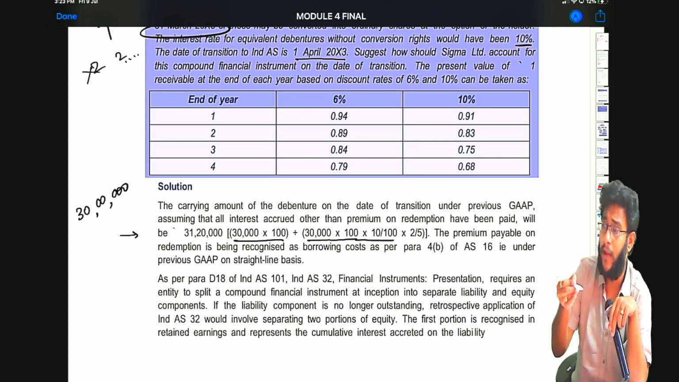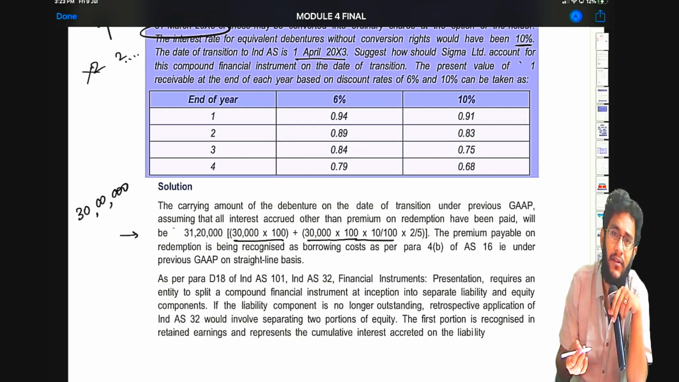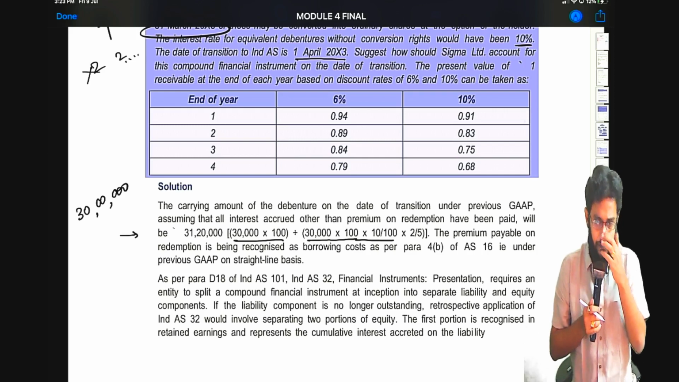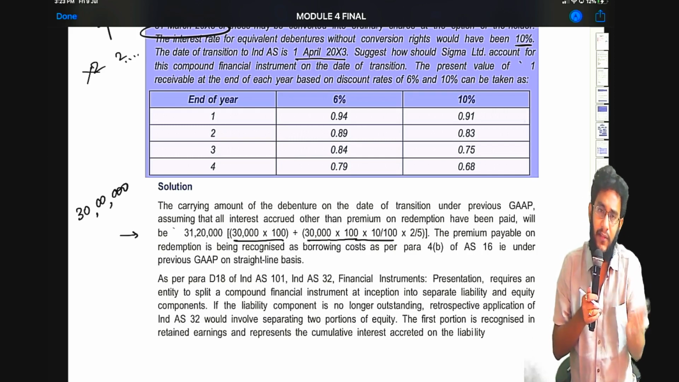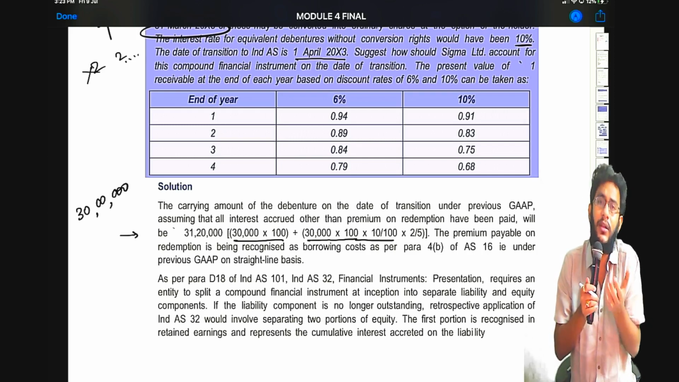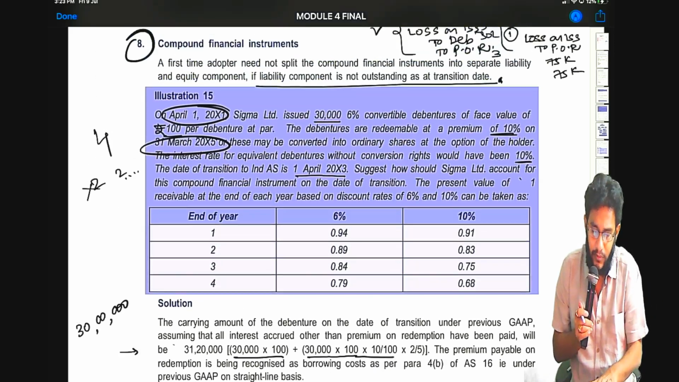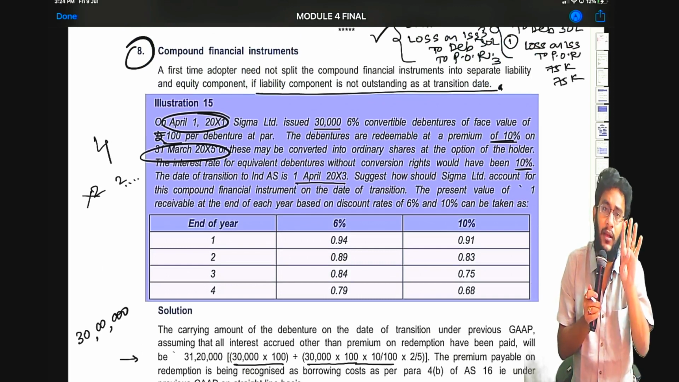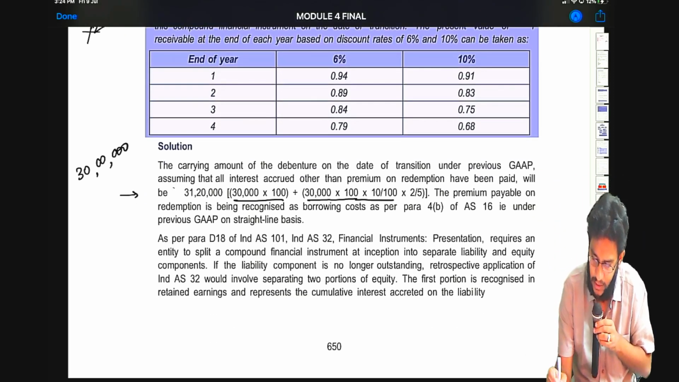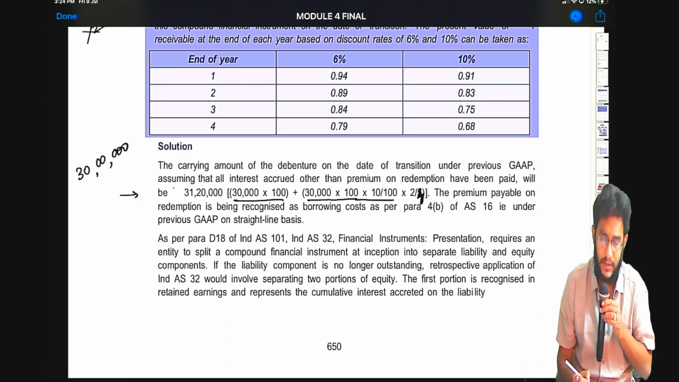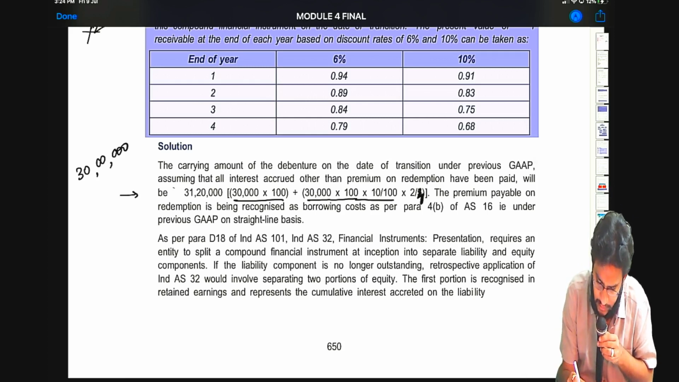Into 2 by 5, they have written. What is 5? Where is 5 at all? They have wrongly understood that the life is 5 years, and therefore 2 by 5 represents 2 years of accumulated premium in a total life of 5 years. But our question says the life of the debenture is only 4 years. So here there is a mistake. What you all should do is, instead of 2 by 5, write 2 by 4. Consequently, this amount will become 31,50,000.